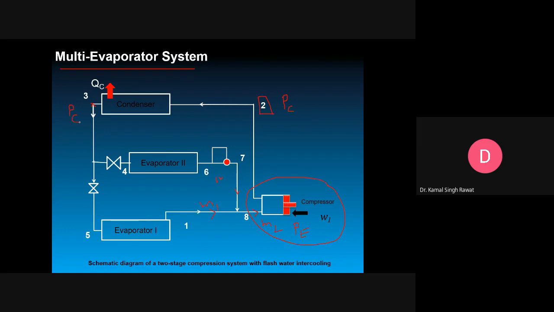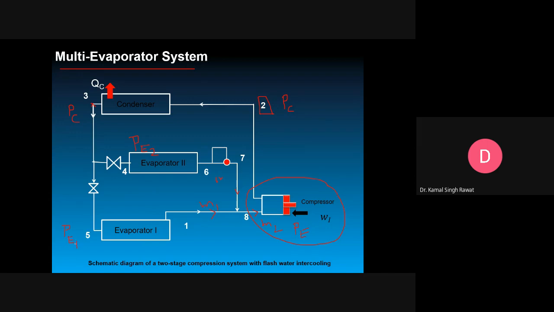Now, from this point 3, we have again two processes, 3 to 4 and 3 to 5. Both the processes are isenthalpic expansion. So 3 to 4 is isenthalpic expansion from the condenser pressure to the second evaporator pressure. And in the process 3 to 5, we have isenthalpic expansion from the condenser pressure to the first evaporator pressure.